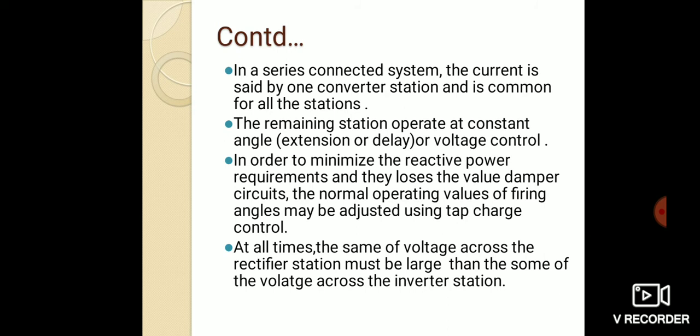In the series connected system, the current is set by one converter station which is common for all stations. The remaining stations operate at constant angle or voltage control. In order to minimize the reactive power requirement, they use valve damper circuits. The normal operating values of the firing angle may be adjusted using tap changer control. At all times, the sum of voltages across the rectifier stations must be lower than the sum of the voltages of the inverter stations.